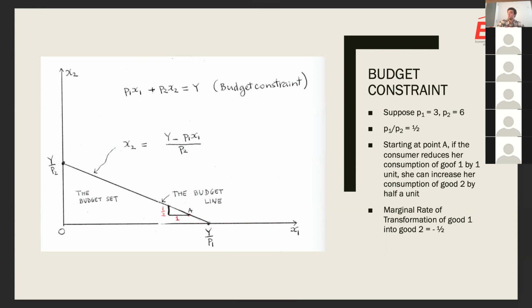So for this example, suppose that the price of good 1 is 3, the price of good 2 is 6. Then our slope is going to be 1/2 just because we're dividing the price of good 1 by the price of good 2. So if we start at point A, if the consumer reduces her consumption of good 1 by 1 unit, she can increase her consumption of good 2 by 1/2 unit. And here again, our marginal rate of substitution or marginal rate of transformation of good 1 into good 2 is going to be negative 1/2.